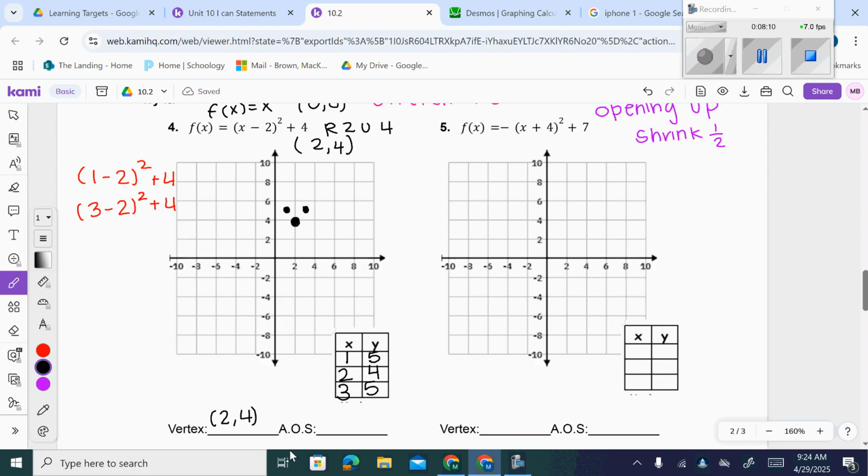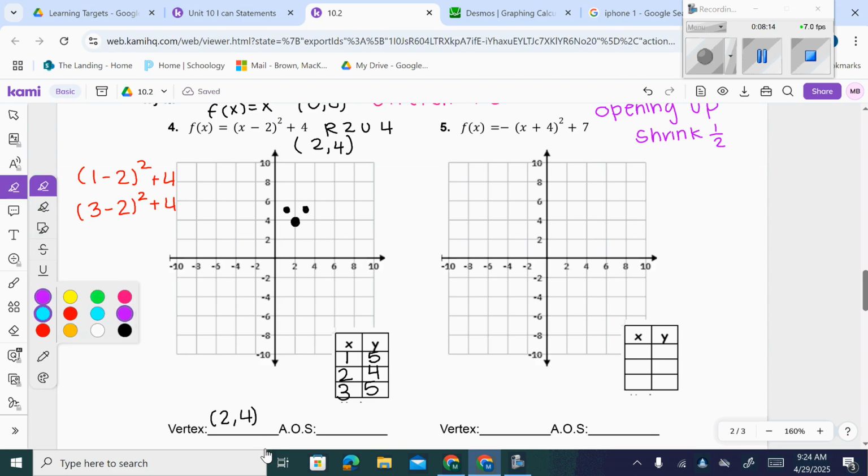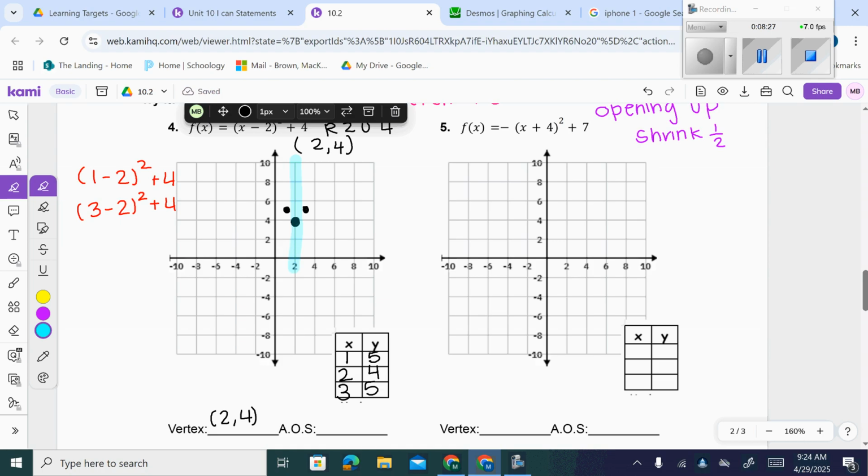All right, the next thing I want you to find is the axis of symmetry. Reach in your bucket, grab a highlighter, and I want you to go in and highlight the axis of symmetry. Where is the axis of symmetry going to be? And what number is it going to go through? 2. Good. So when I write it, I'm going to say what? X equals 2. Very good.